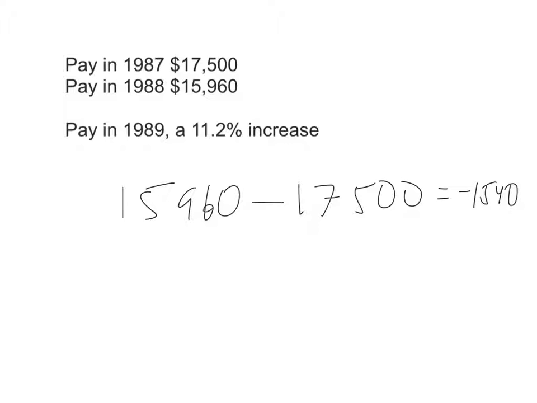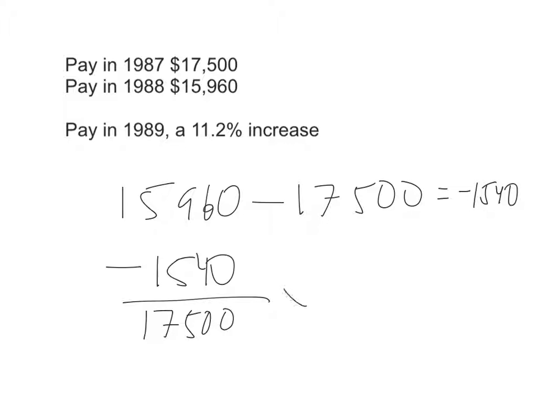If I wanted to make it relative, well, I'm going to compare it to what I used to make. So 1540 divided by my old pay of 17,500, and if we make that a percentage, that'll let me talk about percent change in my pay. So I'm going to divide those two numbers and make it a percentage. So my pay went down by 8.8%. So it was an 8.8% decrease in pay.